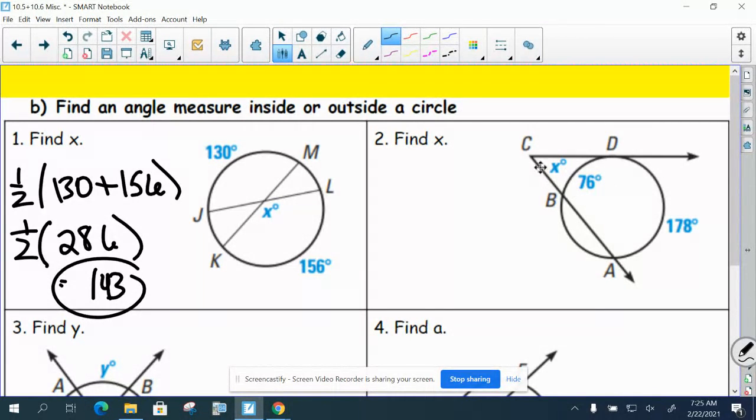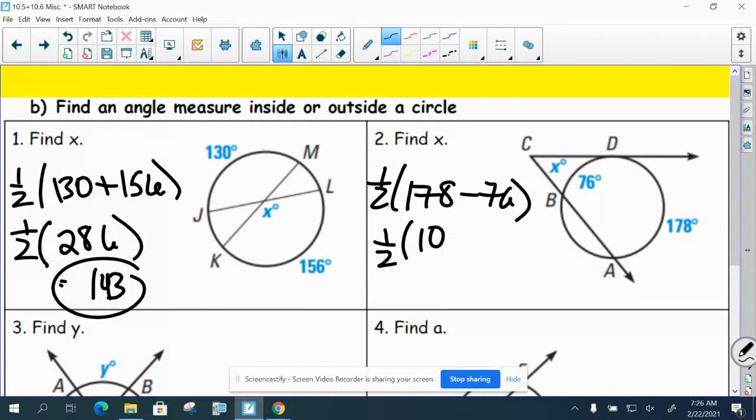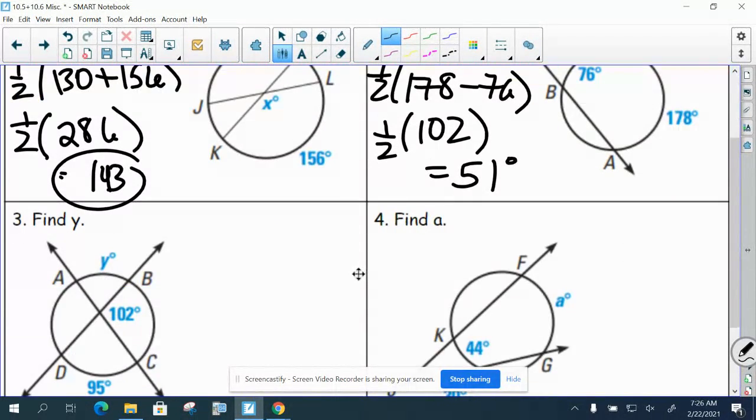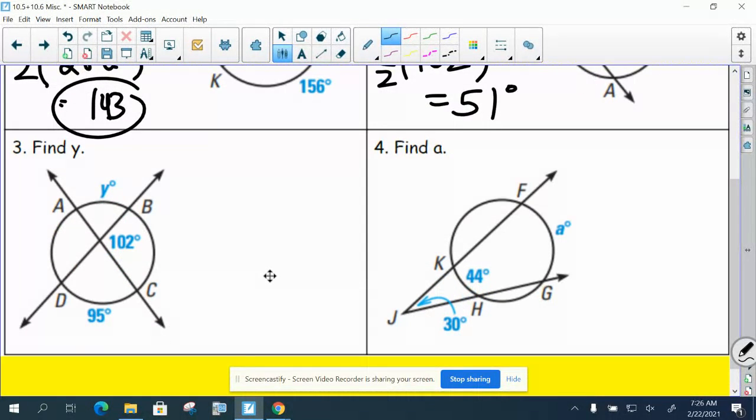Right here, to get x, you would do 1/2 of the difference. So 1/2 of, and it's always the outer one minus the inner one, because you want to keep everything positive. So that would be 1/2 of 102, which is 51. Easy math for now. And then how about this one?